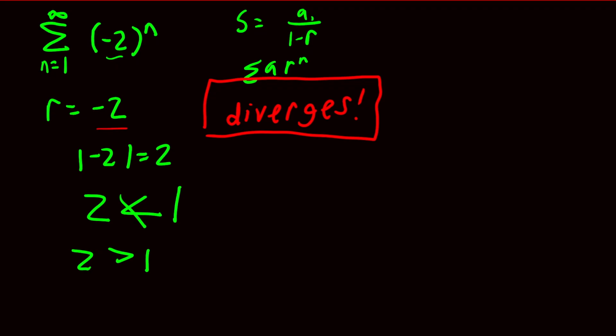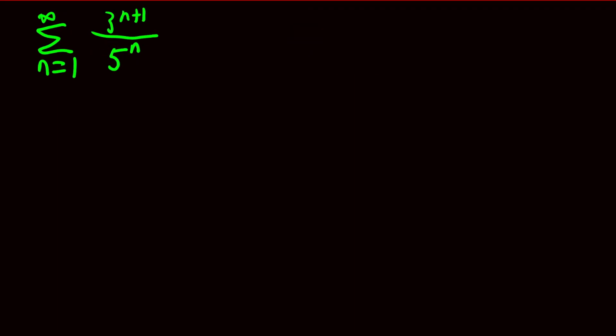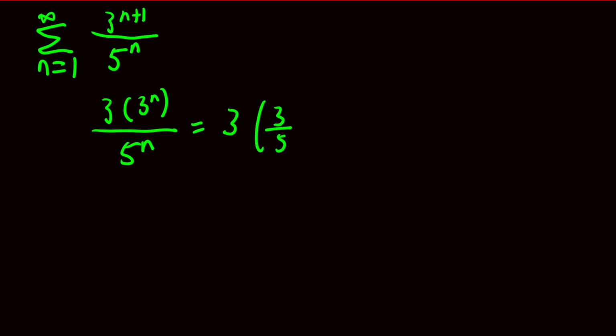Simple. Alright. Last question. The summation from 1 to infinity of 3 to the n plus 1 over 5 to the n. We're going to have to rewrite this. So this would be 3 times 3 to the n, if I just rewrite the numerator, which would eventually simplify to 3 times (3/5) to the n, right? This would be because of our exponent rules.